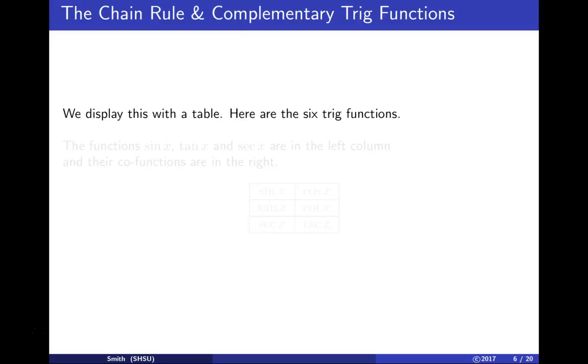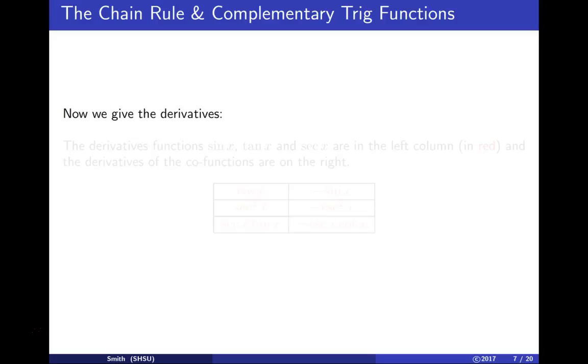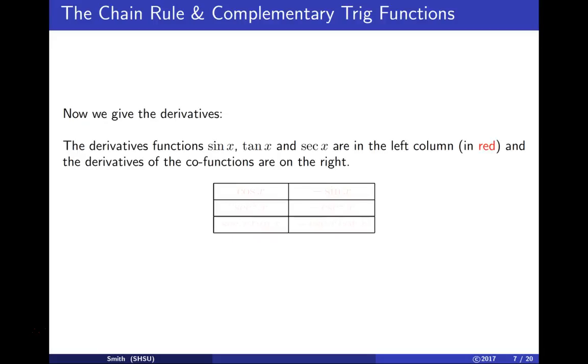We can display this with a table. Here are the 6 trig functions. The functions sine, tangent, and secant are on the left side of this table, and their complementary functions are on the right. So on the left side we have sine, tangent, secant, and on the right side we have cosine, cotangent, cosecant. Let's write out the derivatives. The derivatives of sine, tangent, and secant I'm going to put in the left column in red, and the derivatives of the cofunctions will be on the right.